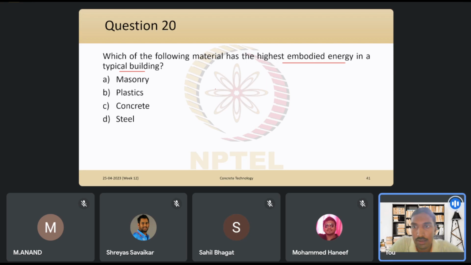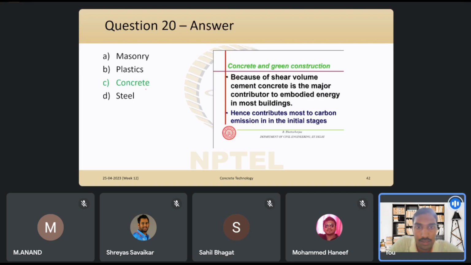If you look at the different materials in a typical building, to know the highest embodied energy you also want to know the embodied energy for a unit volume, and also the total volume of the material in the building. We already saw that cement or concrete is one of the materials with the highest embodied energy, right? Production requires higher energy, and energy is also involved in transportation of concrete. So therefore it has one of the highest embodied energies.